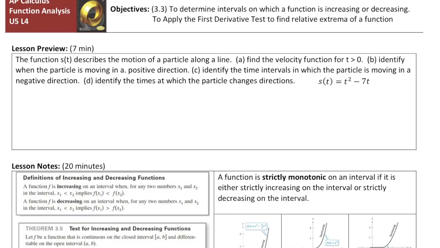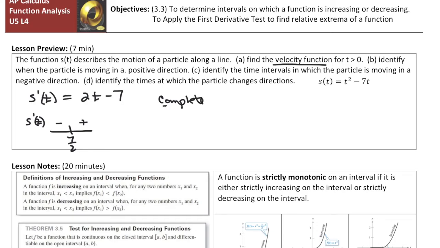While completing your lesson preview, you may recall that the velocity function is the derivative of your distance. So we have our velocity function was 2t minus 7. Perhaps you made a sign chart to help recall where your function is positive or negative. Now, please know that the sign chart is not the answer. You must use complete sentences to answer the questions that are asked. The sentences are the valuable part of this problem.